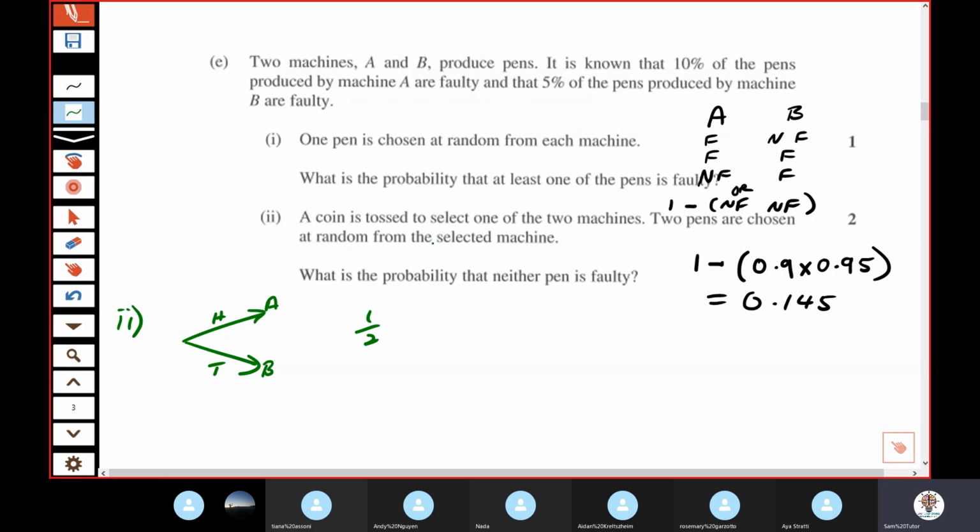Then two pens are chosen at random from the selected machine. So now you're at A, and two pens are chosen. Neither pen is faulty. So half, then times, neither pen to be faulty. That means pen one is 0.9. And then the second pen is also 0.9, because you're in machine A still. Or it would have been machine B, and then 0.95 times 0.95.